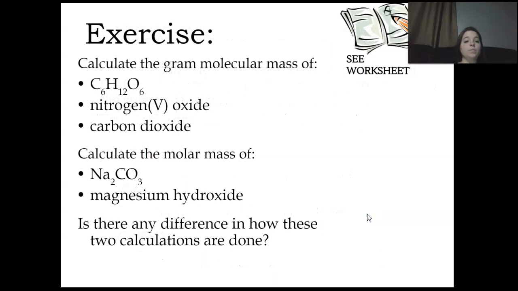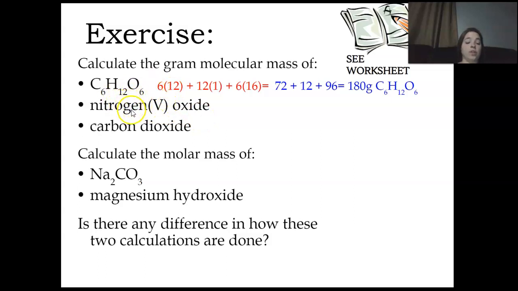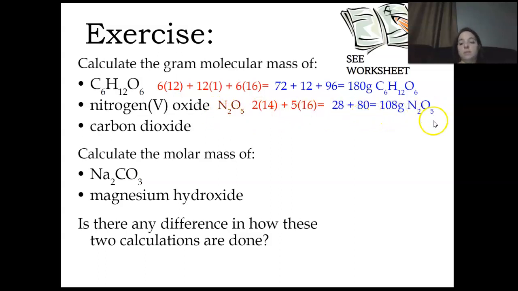All right. So in these exercises, you can see all you have to do, the gram molecular mass, gram formula mass, you're going to add everything up. You should get 108 for nitrogen 5 oxide. So remember that 5 tells you the charge for the nitrogen. So if the nitrogen has a plus 5, oxygen minus 2, it's going to look like N2O5. So there's 2 nitrogens, 2 times 14, oxygens, 5 times 16. You multiply it out, you should get 28 plus 80, 108 grams.